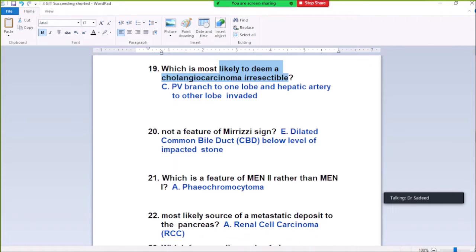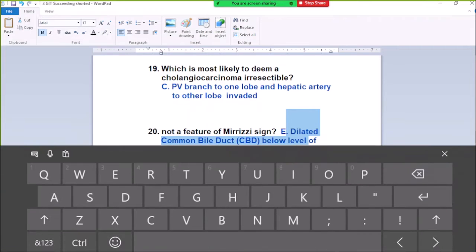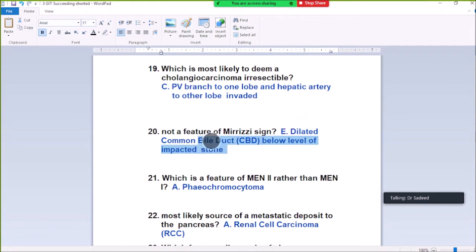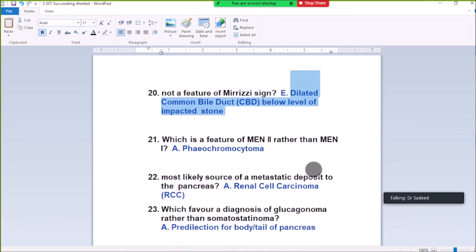Question 20. Not a feature of Mirizzi syndrome: sign, dilated common bile duct below the level of the impacted stone. The dilatation should be above the stone in Mirizzi syndrome, but if the common bile duct is dilated below the stone, then it is not a feature of Mirizzi syndrome.